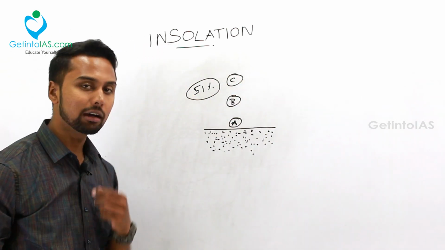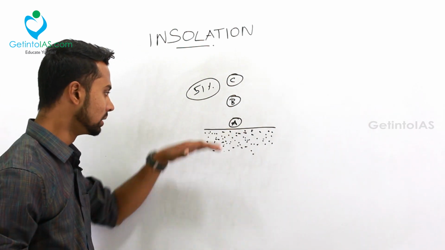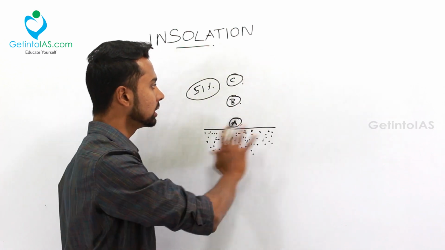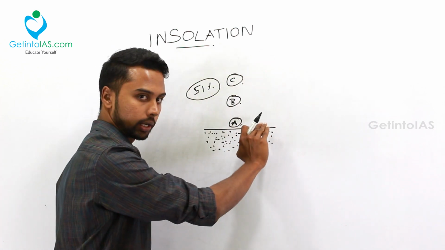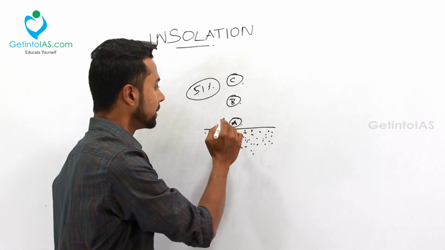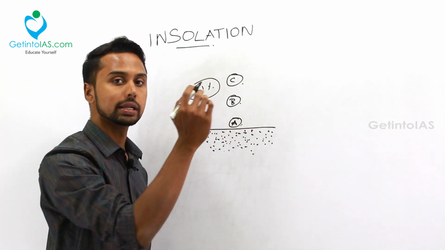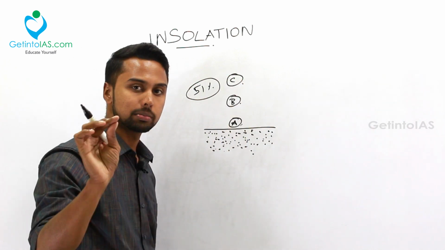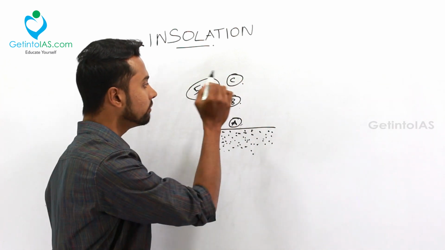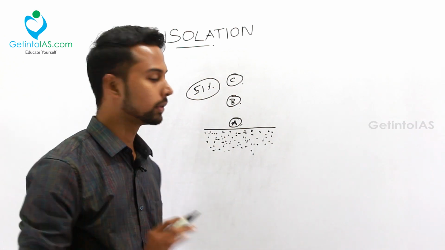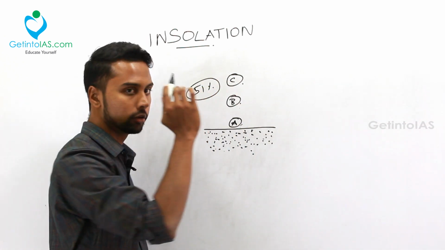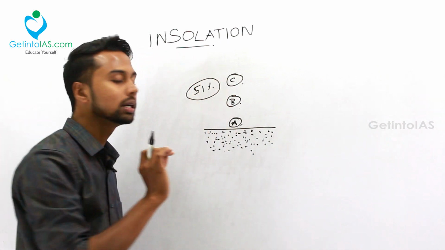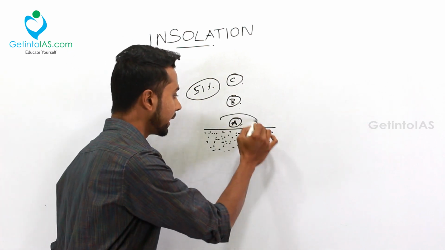Okay, so now I have a question for you. This is the land surface, and I have three points here: point A, point B, and point C. This is the lower layer of the atmosphere, and this is the ground surface, in which the 51% of the sun's rays are entering the atmosphere and are being reflected back. But just answer my question: in these three points, at which point will the temperature be maximum, A, B, or C? If you know the answer, just pause the video and try it in the comment section. Which point will the temperature be maximum? The answer is A.